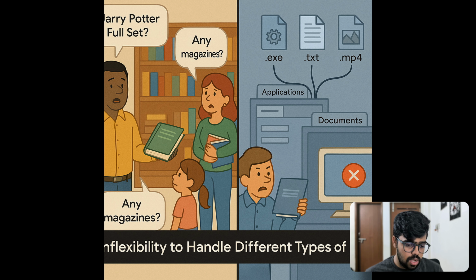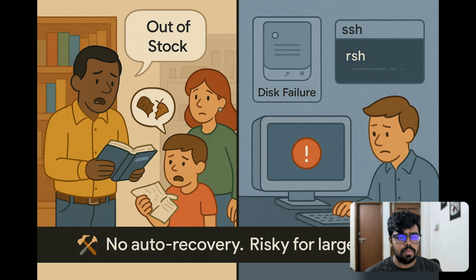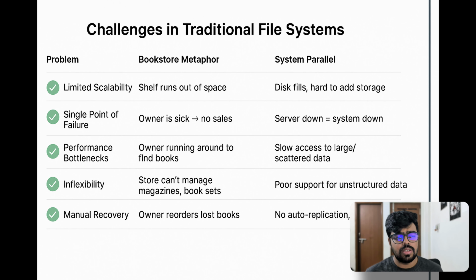The last and final problem is manual handling of failures. Let's say a book is lost or damaged, you reorder it manually. It takes time and the customer has to wait. In a traditional file system, handling failure is often manual too. There's no automatic replication or recovery mechanism. So as we can see, traditional file systems just don't scale well, especially when you're dealing with terabytes or petabytes of data.